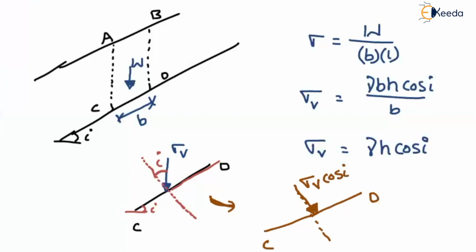Similarly, what about the component that is parallel to the slope? The component that is parallel to the slope can be written using the opposite side. That can be written as sigma V sine I. Okay, that means on the plane CD, what about the normal stress? Sigma V cos I. That's why I'm representing it with sigma N. What is the stress that is parallel to the surface? As it is parallel to the surface, I'm representing it with the shear stress. Now, on the plane CD, what is the normal stress acting on the plane? That means sigma N is represented by sigma V cos I.